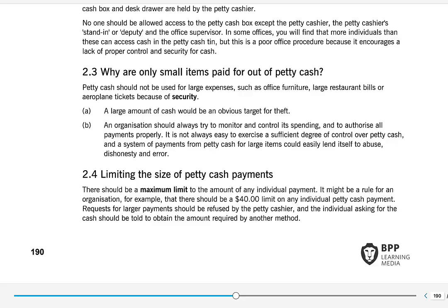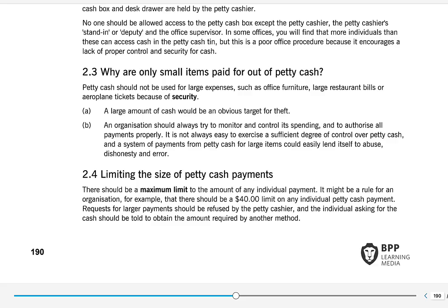Simple examples to make it clear. Example 1. A person asks for $12 for pens and paper. This is small. This is acceptable for petty cash. Example 2. A person asks for $75 for a portable air conditioning unit. This is a large amount. This is not acceptable for petty cash. It must be paid using another method.